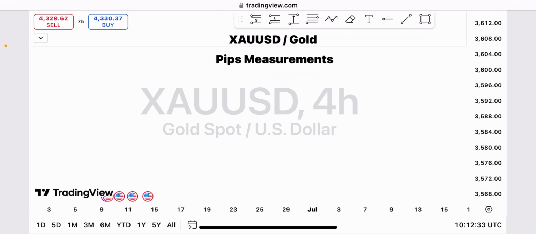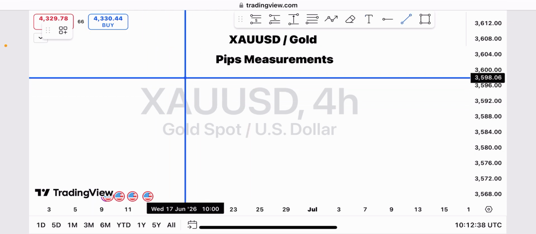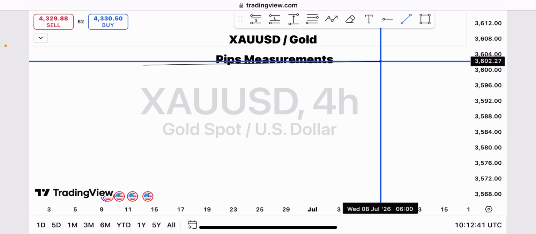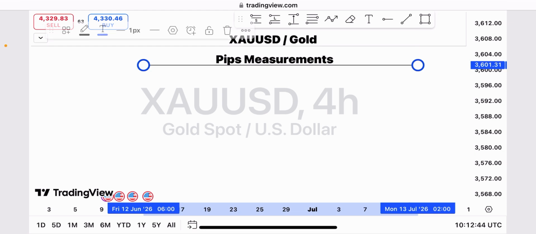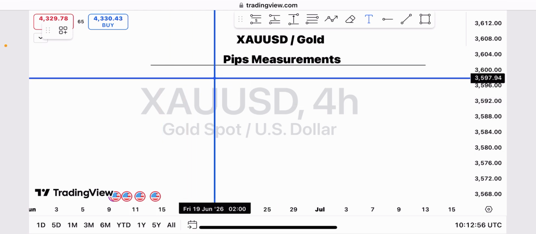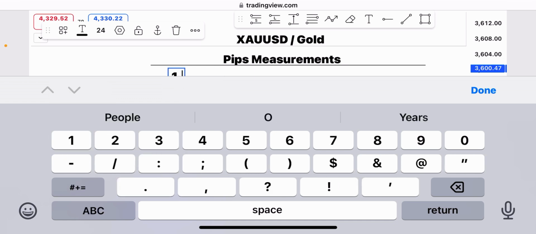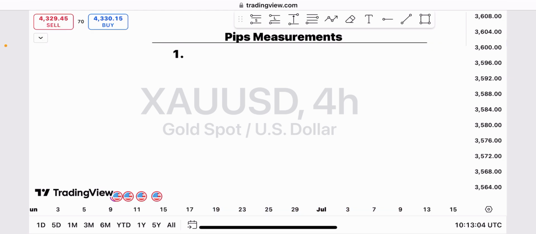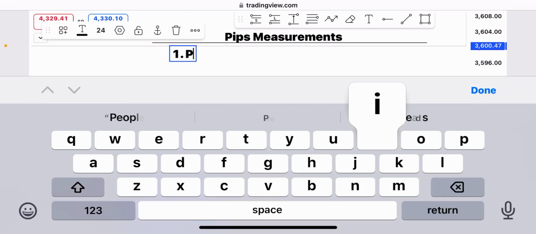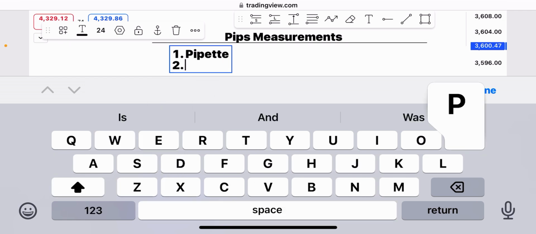So basically we have two methods of calculating pips. Okay, we have two methods of calculating pips in the market, and we can identify them as number one, the pips, then number two, the pips.